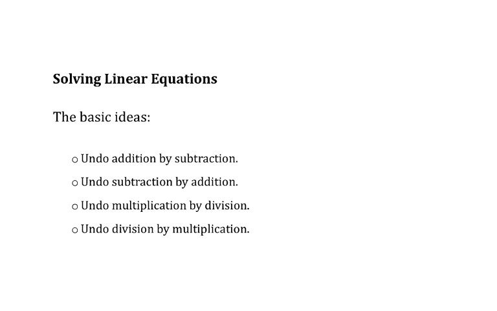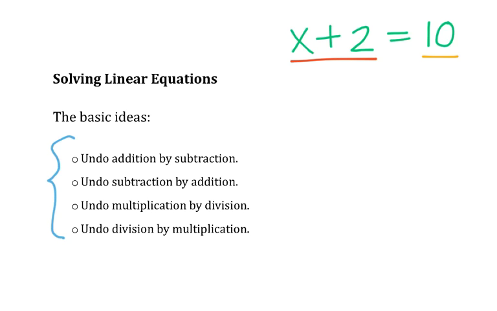An equation has an equal sign, so something like x plus 2 equals 10 is an equation. And you can think of an equation as having 2 sides. We have a left side to the equation and a right side. One of the basic rules of solving is that we must always do the same thing to both sides of the equation. Another way of thinking about that is we have to keep the equation balanced by doing the same thing to both sides. Along that line, here are 4 basic ideas.